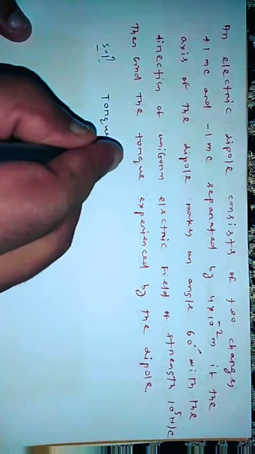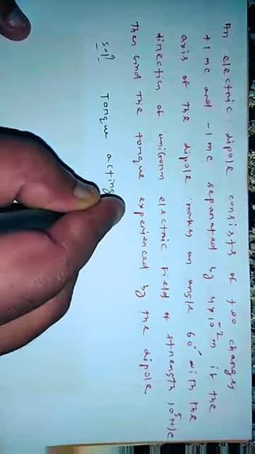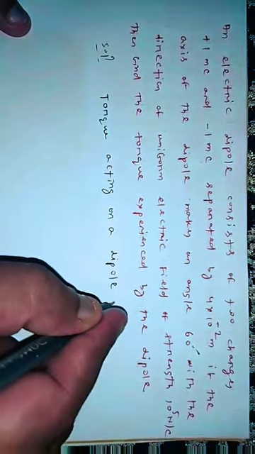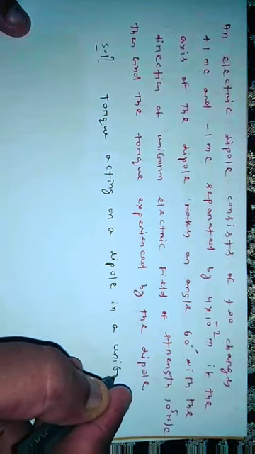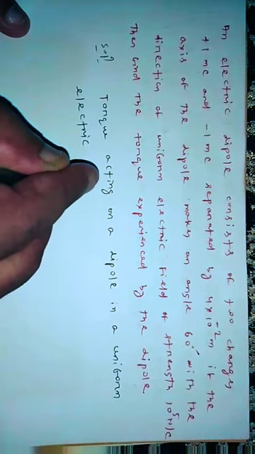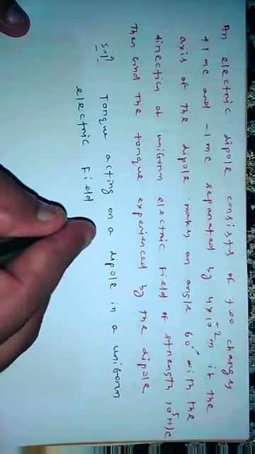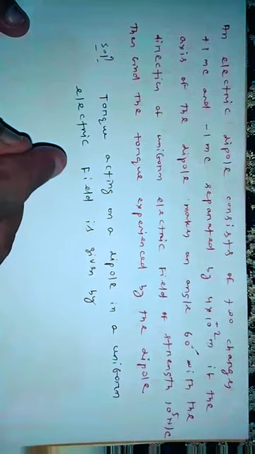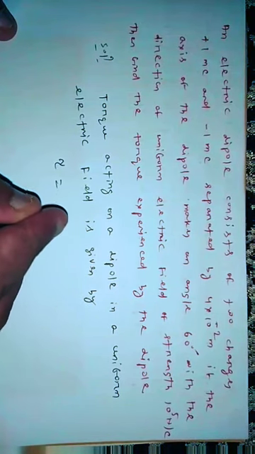So, torque acting on the dipole in a uniform electric field is given by tau equal to P E sin theta.